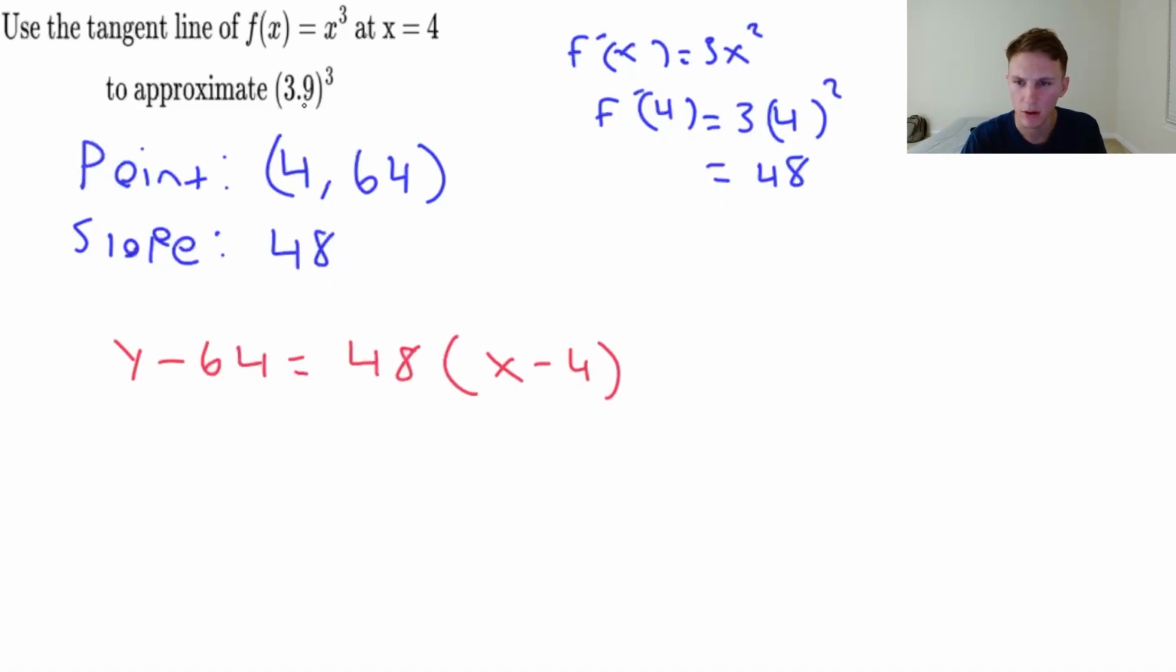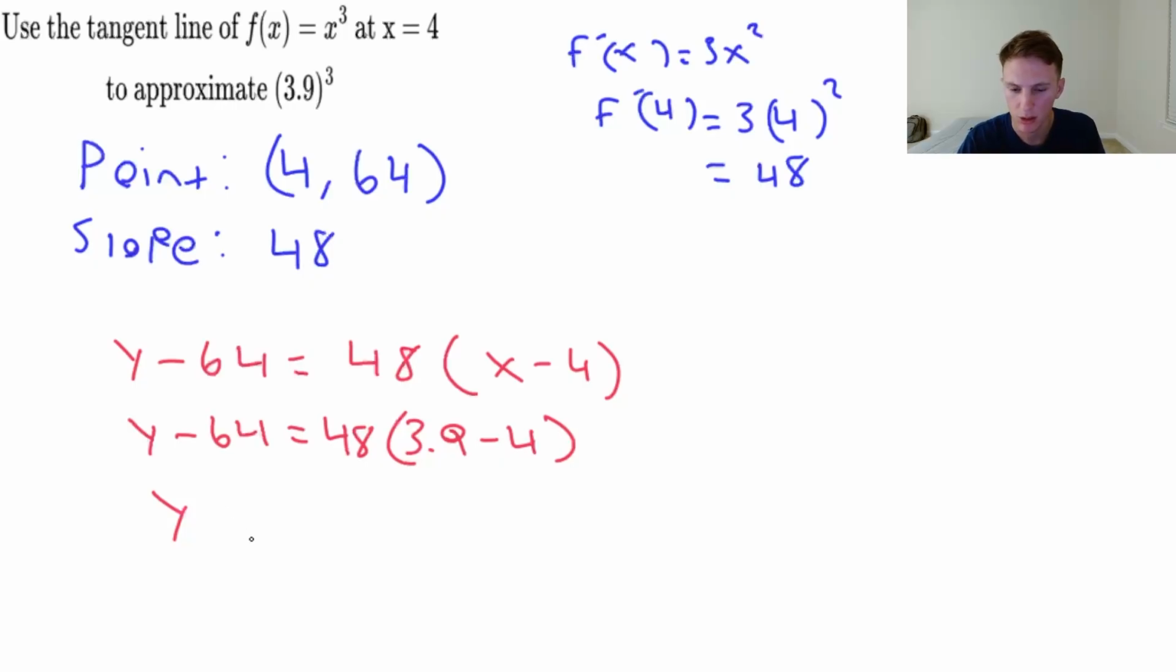All we have to do now to approximate this is plug in the 3.9 for x. So when we do that, we'll get y minus 64 equals 48 times 3.9 minus 4. And we're basically done now. We just add the 64 over to the other side, and we want to get the value of y, which is the value on the tangent line. So we'll have 48 times 3.9 minus 4, and then we're going to add the 64 at the end.